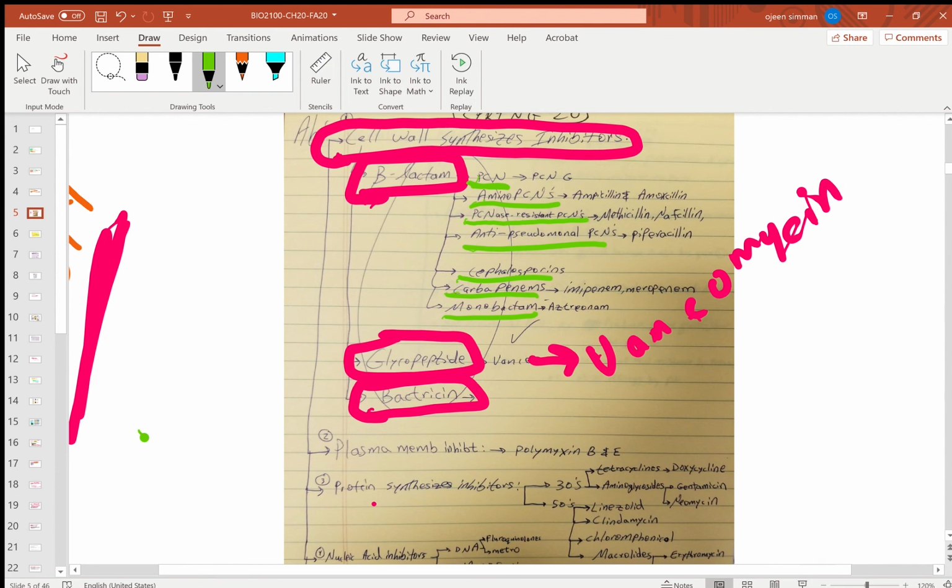Penicillin G usually has a spectrum against gram-positive bacteria. We're going to talk about these; I'm just introducing things. Now we have other antibiotics that kill bacteria through a different mechanism of action.